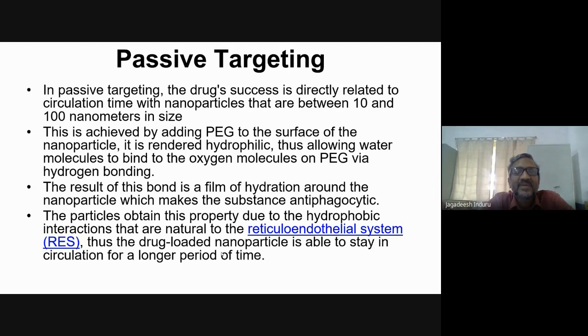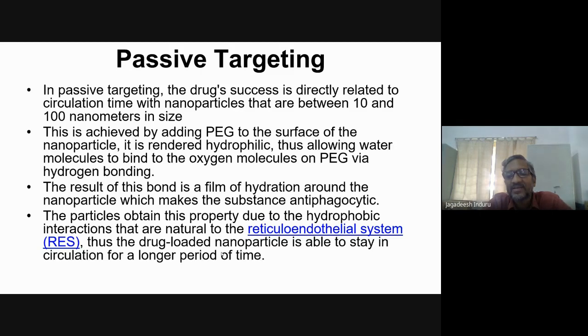By adding this PEG component, that is PEGylation, or adding a PEG to the nano delivery system or a nano carrier, it is rendered more hydrophilic. When it is hydrophilic, this allows the water molecules to bond to the oxygen atoms of the PEG by hydrogen bonding. Because of that, it appears hydrophilic, and the exterior moieties are always getting hydrated. As a result, a film of hydration forms around the particle of the delivery system, that is the carrier, which makes the carriers antiphagocytic.